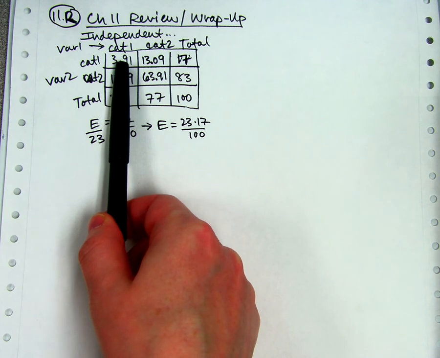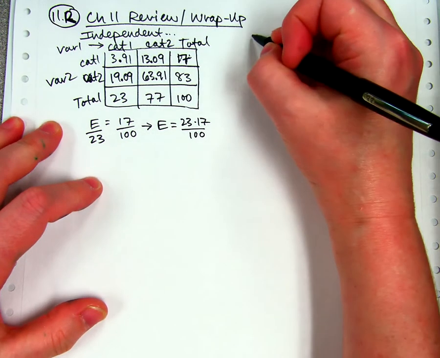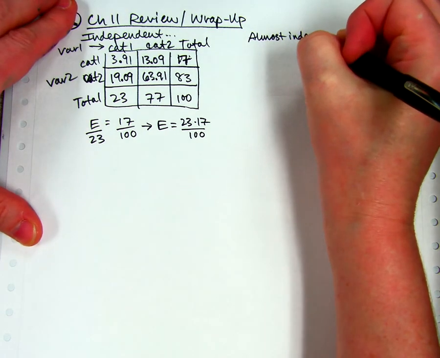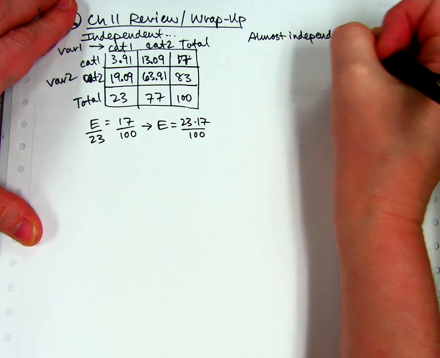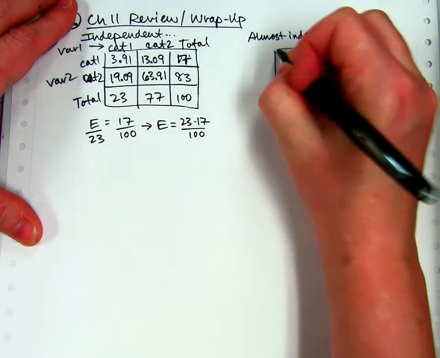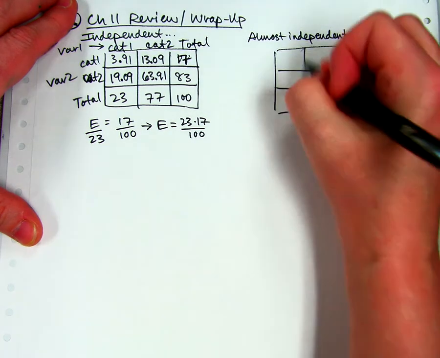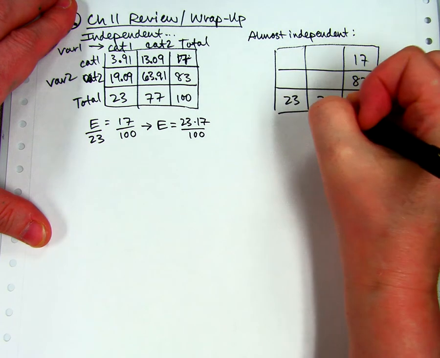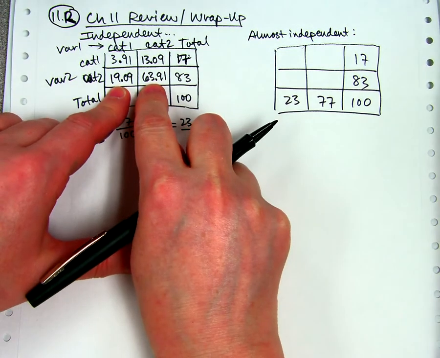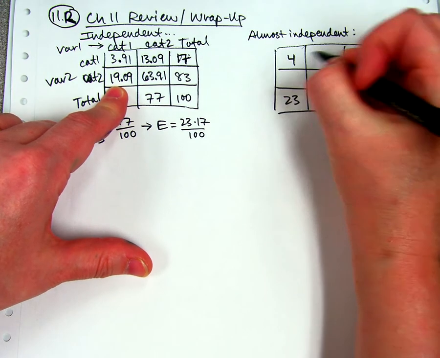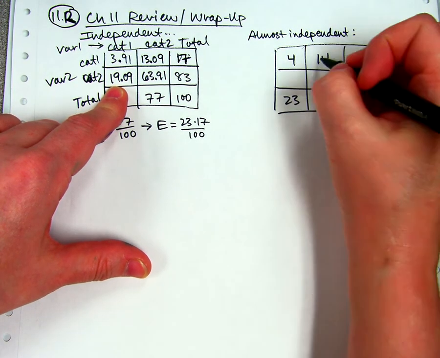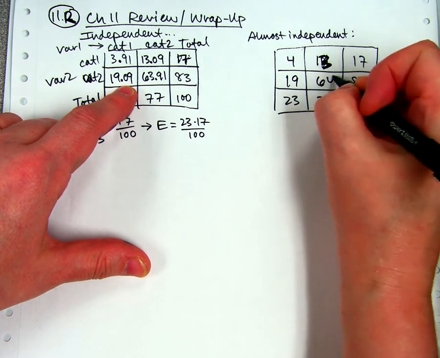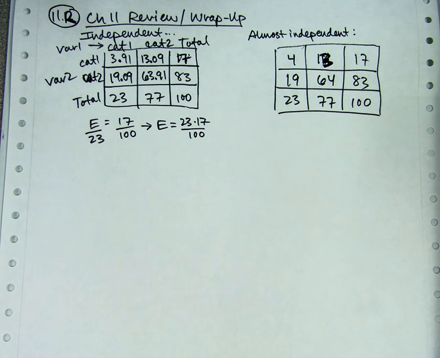However, you can't actually have a count of 3.91, right? You have a count of probably 4. So if it's almost independent, or the closest we can get with whole numbers, it would look like this. We would still have the same totals of 17 and 83 and 100 and 23 and 77. But if I round these to whole numbers, I get almost independent. So this would be 4 and 13, let's subtract correctly, and this one would be 19 and 64, and that's really close. That's as close as we can get with whole numbers, right?